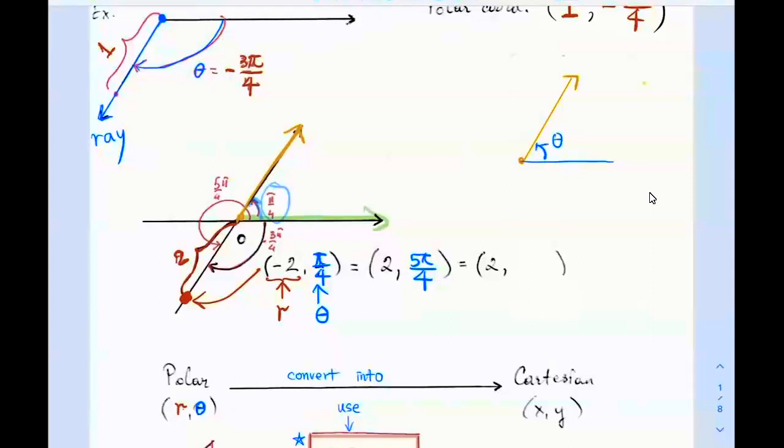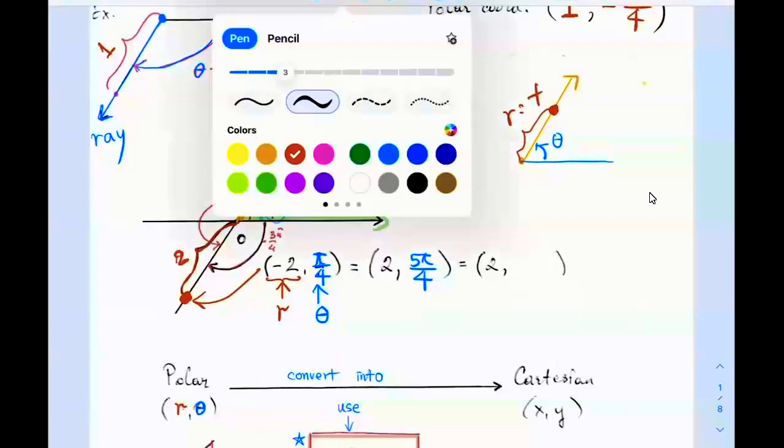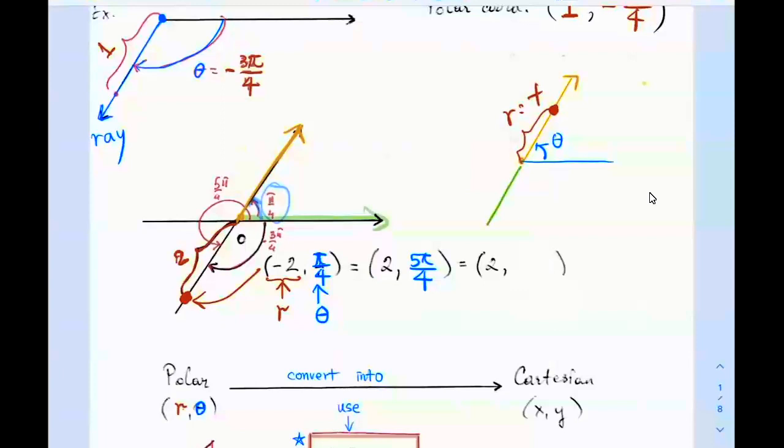Then if the r here is positive, it's going to go along the direction of the ray. If the r is negative, then you're going to go the other way, the opposite way. When the r here is negative, you go the opposite direction of this ray right here. Okay, so then because the second one is a positive 2, you start above, and then because 5 pi over 4 is positive, you're going counterclockwise.